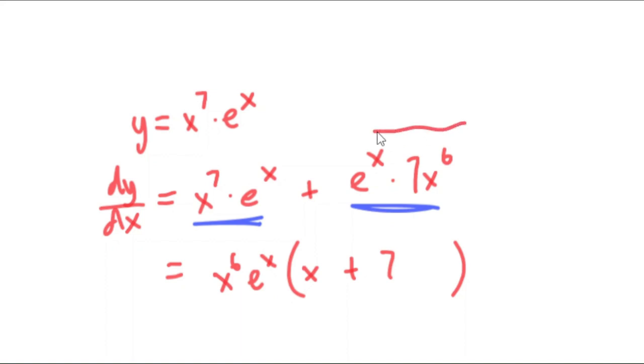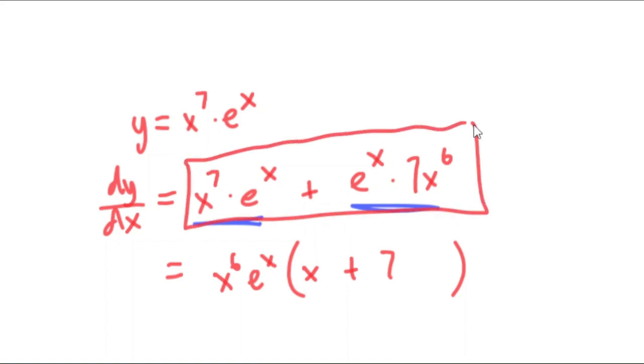Okay, but it's totally fine if you want to just leave your answer like this. Okay, but if you're checking your answer in MyMathLab or something like that, it might take this answer and simplify it by factoring out the e to the x and the x to the sixth power. But let's just write it like this. x to the seventh times e to the x plus e to the x times 7x to the sixth.